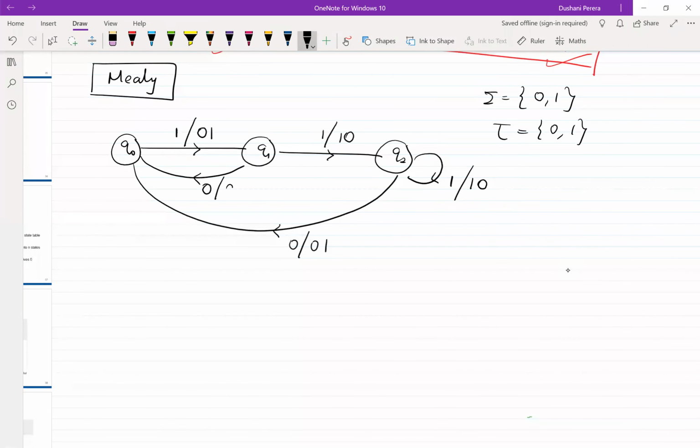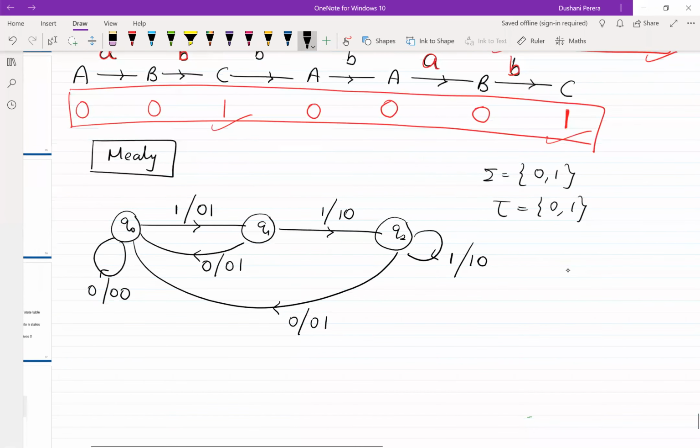Alphabet is 0, output is 0, 1. Here, when 0 is given, 0, 0. Did I capture everything? Yes. Now each state should have a transition, okay?